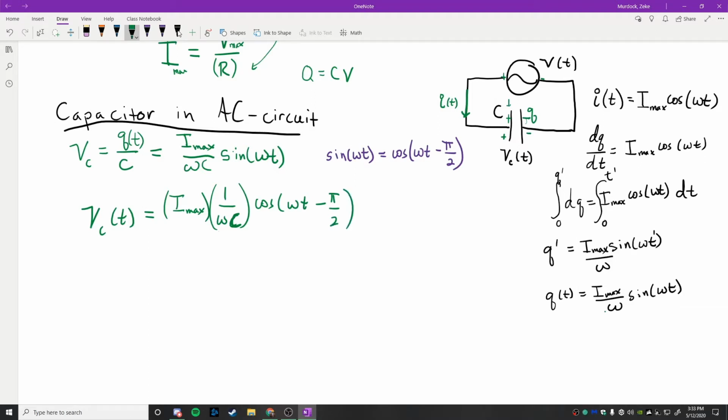Now, what this tells us is that our voltage across our capacitor is now going to be related to the current across our capacitor. So there's our current. See, that's a cosine function. This is a cosine function that's been shifted to the right by pi over 2. So that effectively means that the voltage lags the current by a quarter cycle. What we get out of this is that the voltage across the capacitor lags the current by a quarter cycle.